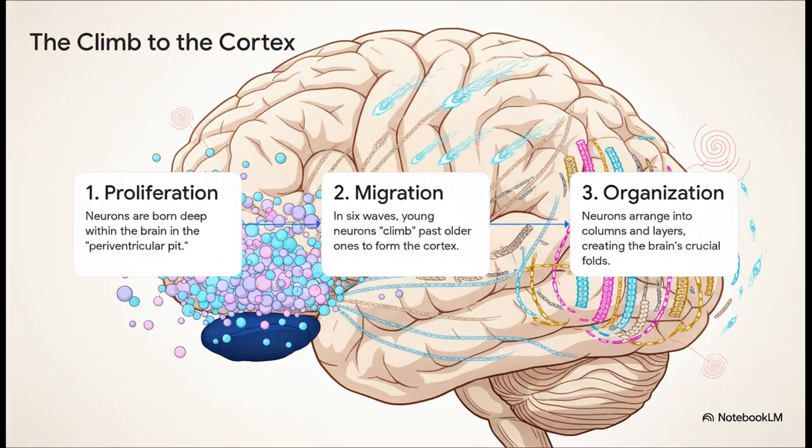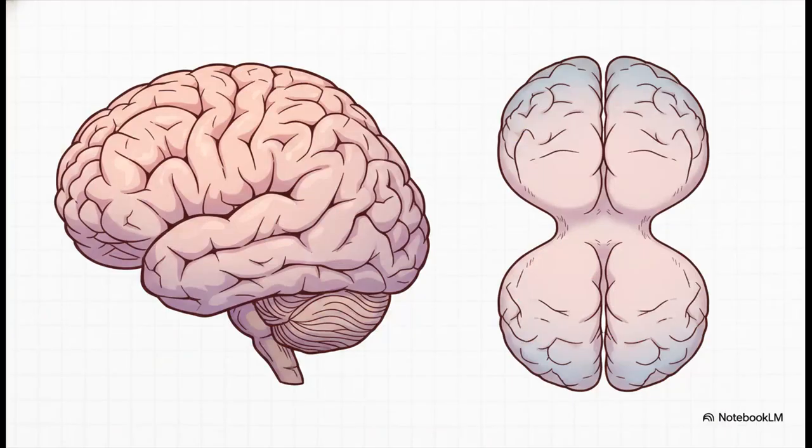This so-called climb has three main stages. First, the neurons are born. That's proliferation. Second, they migrate, climbing past earlier waves of neurons to reach the surface. And finally, they organize themselves into these complex layers and columns that create all the brain's characteristic folds and wrinkles. An error at any one of these steps, well, it can be catastrophic. So what happens if the neurons don't make it? If they fail their climb?